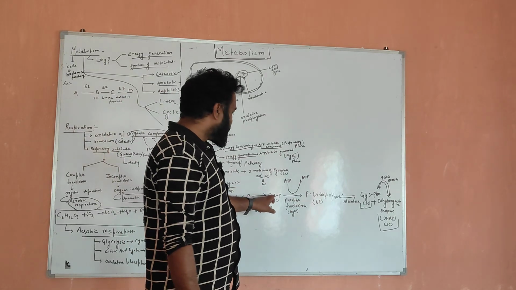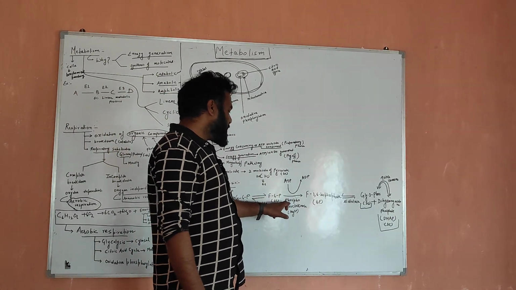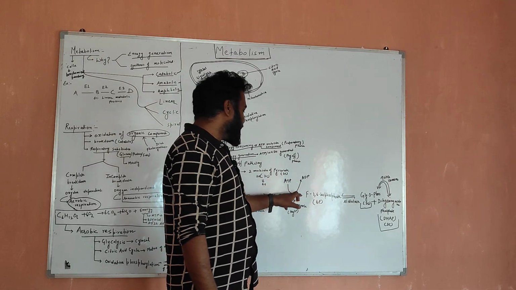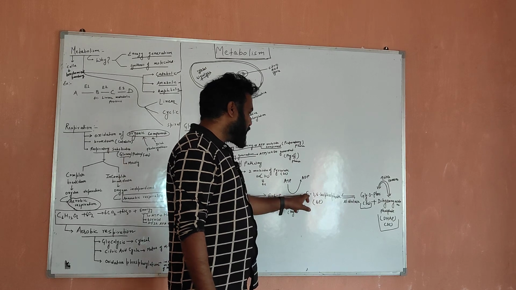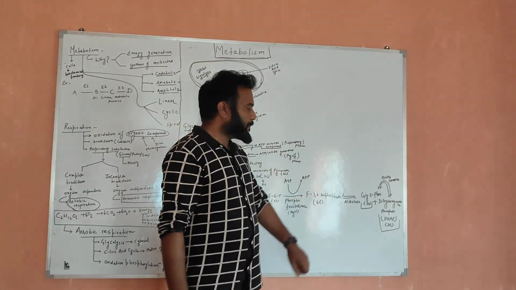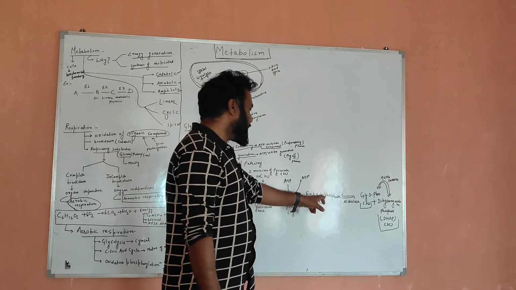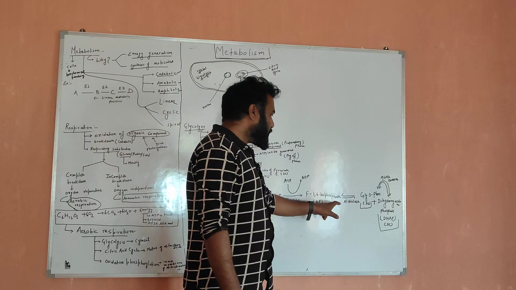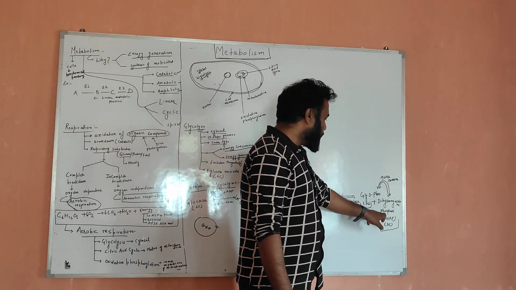Fructose 6-phosphate again gets phosphorylated with the help of the enzyme phosphofructokinase. Again 1 ATP is used, and fructose 6-phosphate becomes fructose 1,6-bisphosphate. Fructose 1,6-bisphosphate contains 2 phosphates, and with the help of the enzyme aldolase, it breaks down into glyceraldehyde 3-phosphate and dihydroxyacetone phosphate.